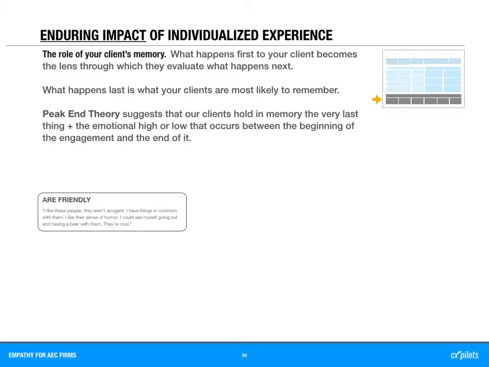There's a thing called peak-end theory, which says that your client's going to hold in their memory whatever happened last, plus the emotional high or low that occurs between the beginning of the engagement and the end of it. So if you think of all the different things that are happening, all the highs and lows, those are going to have an impact, but they're going to hold in memory the last thing in addition to that. So again, that's why a recovery mindset is so important should you run into a mistake.